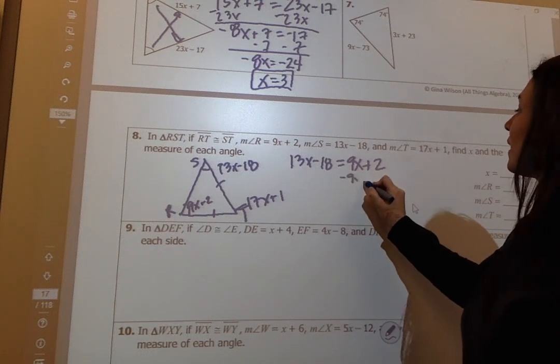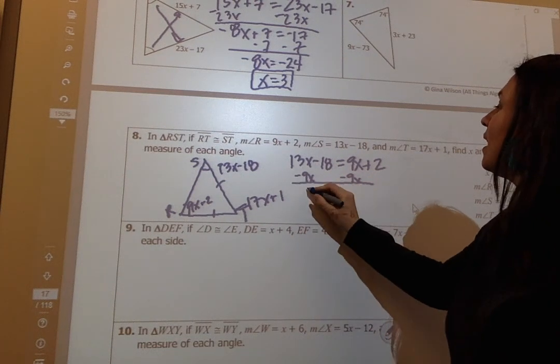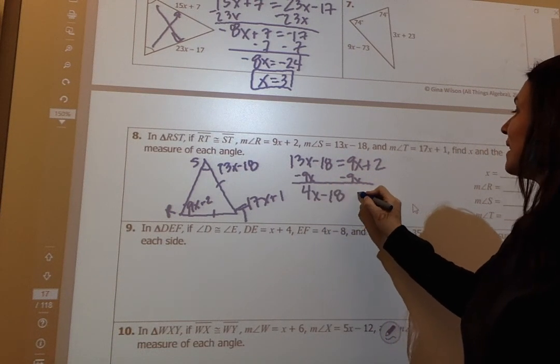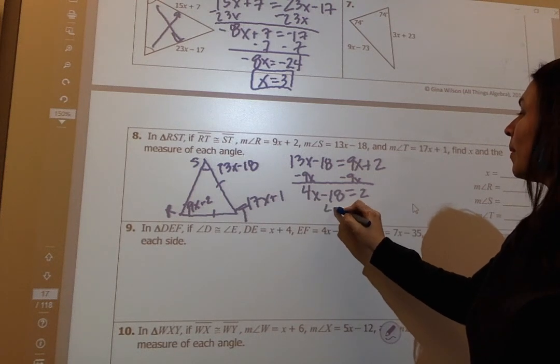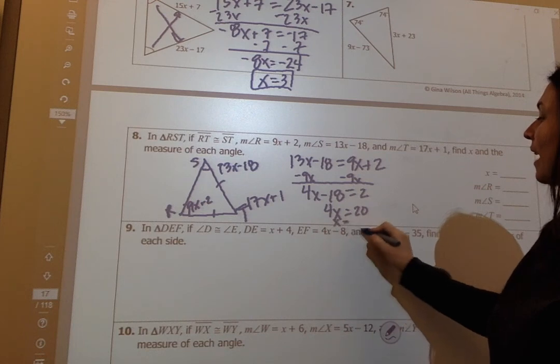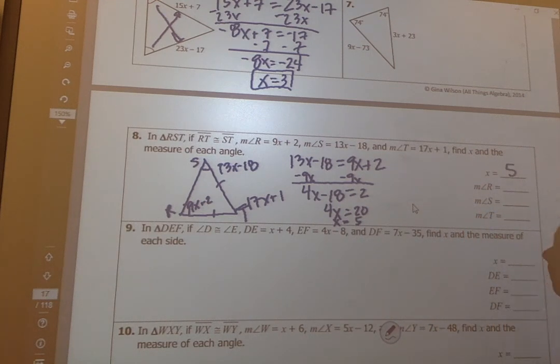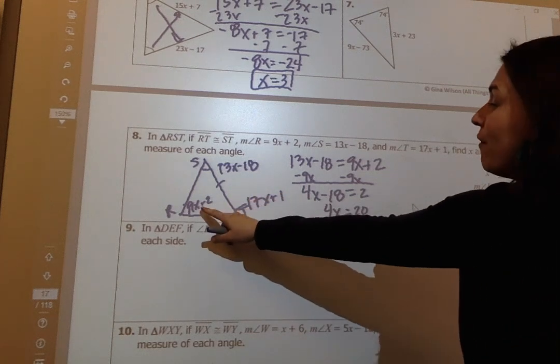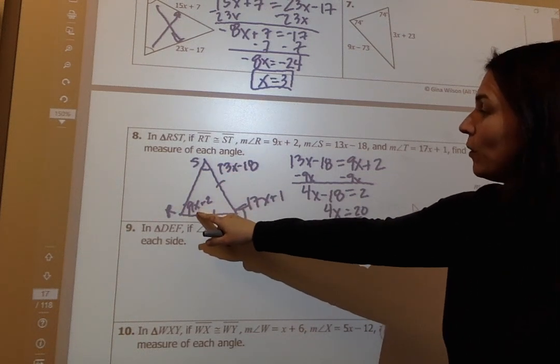So I'm subtracting 9x from both sides. I get 4x minus 18 equals 2. I'm going to add 18 to both sides and divide by 4, and x equals 5. So here I get x equals 5, and when I go back and plug in 5 for all these pieces, remember I only have to do it once.